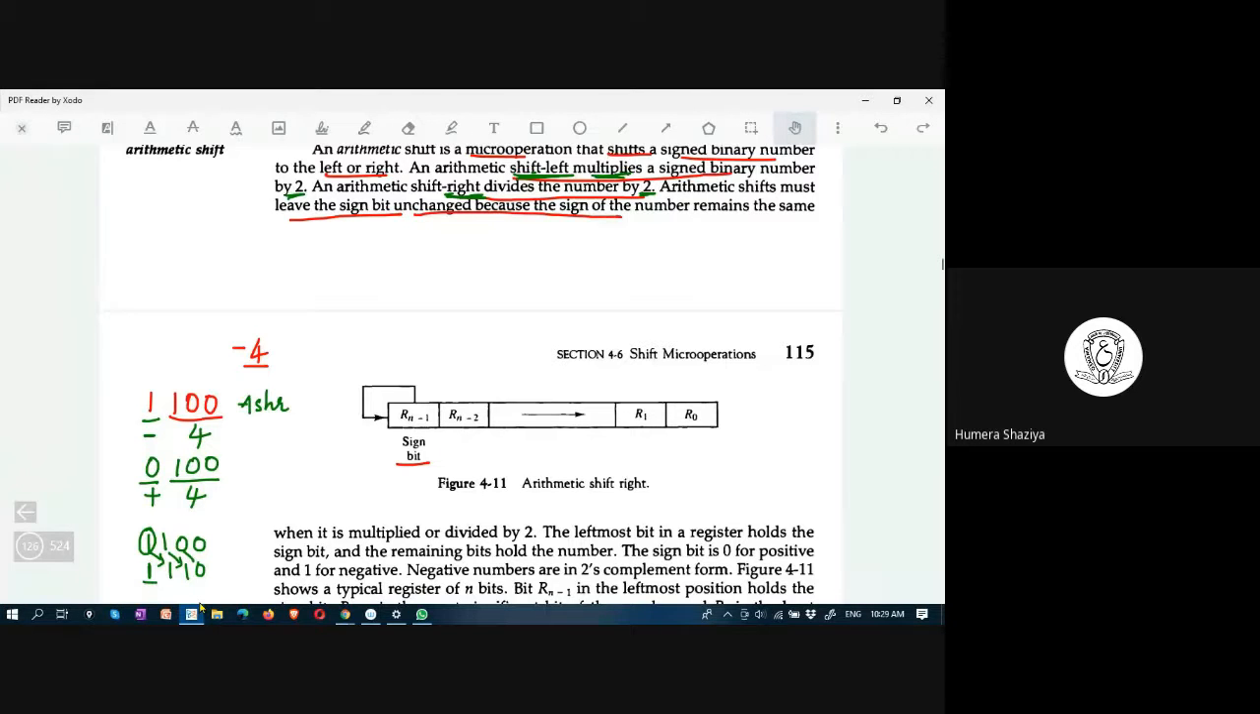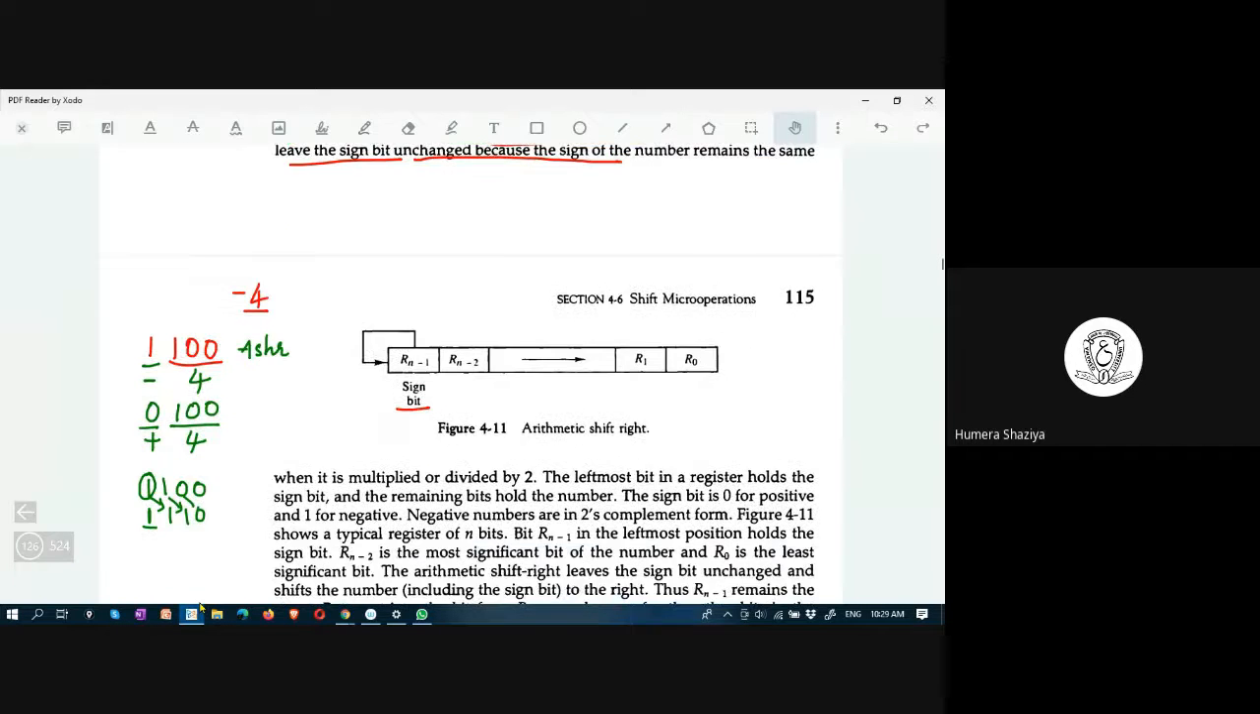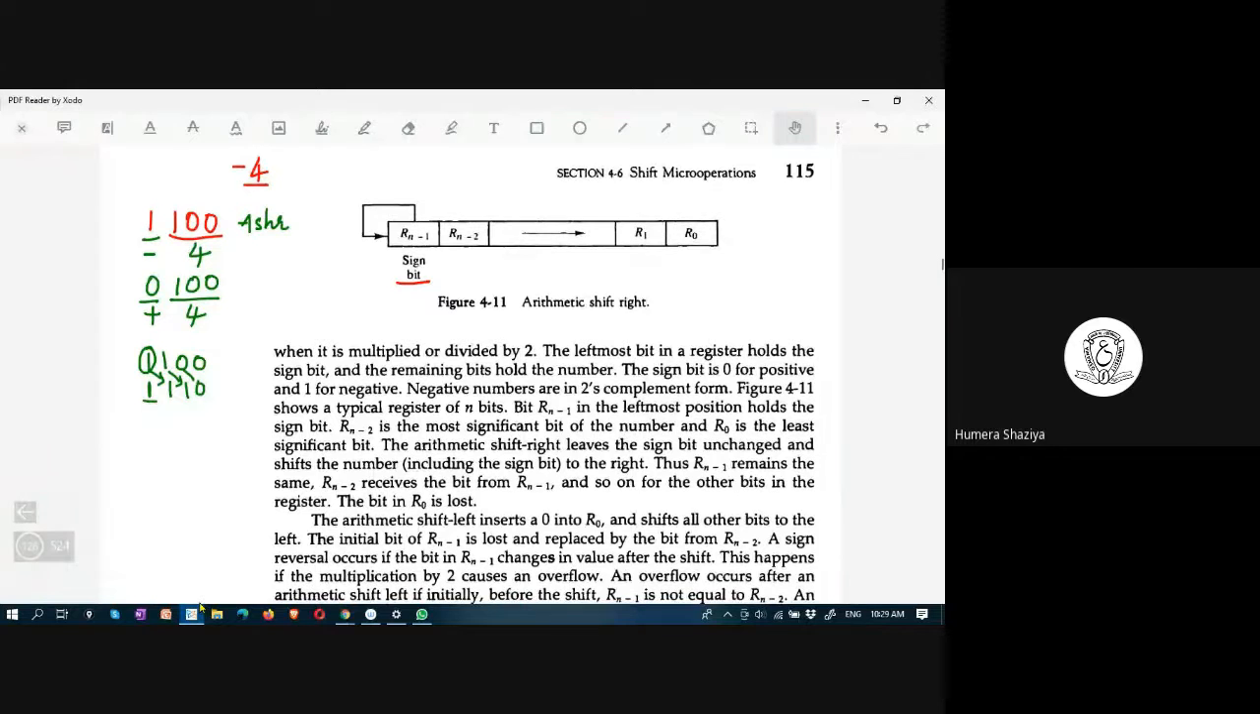The problem in this is we are considering only 4 bits. That's why it would be a problem. When you perform shift left, it is like multiply, and when you perform shift right, it is like divide. Okay, right. So when you divide the number, it should become 2.